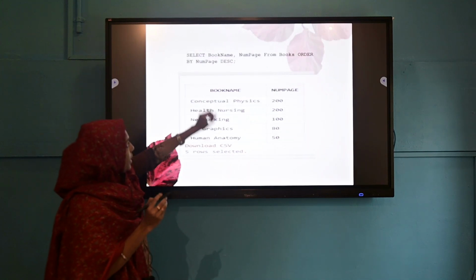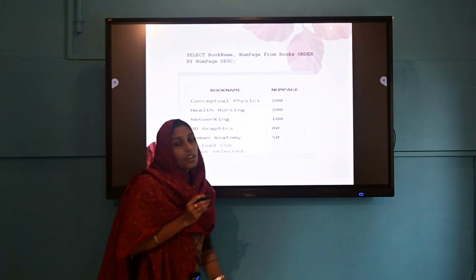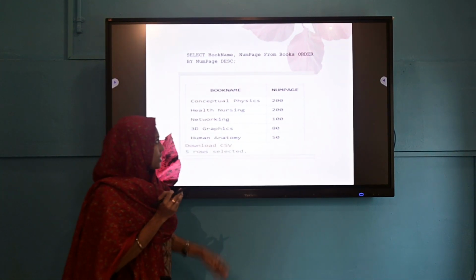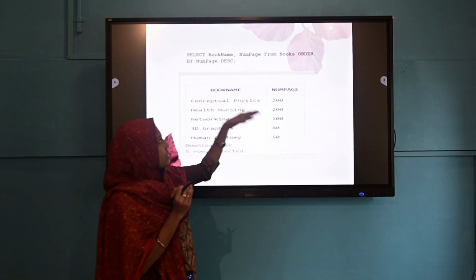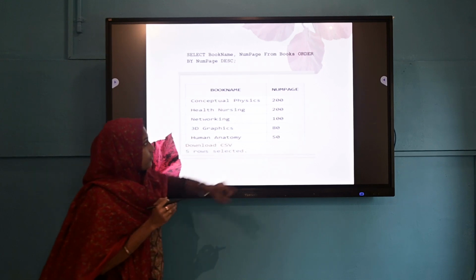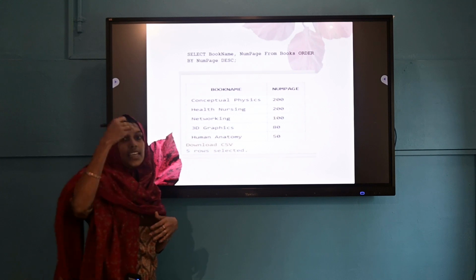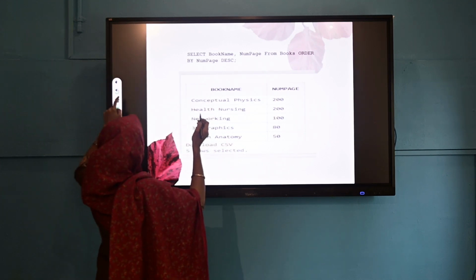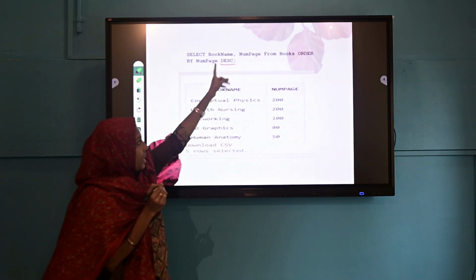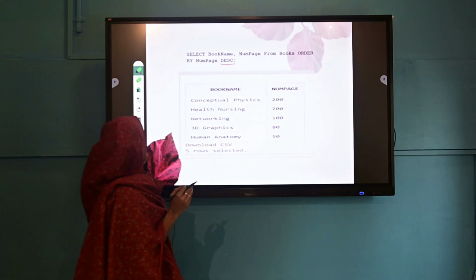Then in another example, select book name, number of pages from books. We want to display from the book table the name of the book and the number of pages in that book, order by number of pages. Based on the number of pages column, we want to display the data in descending order. So we specify here the term DESC. It specifies that the table is in descending order based on the number of pages.